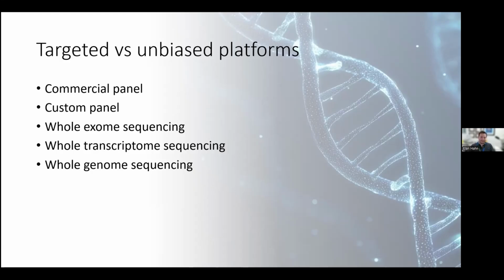Whole exome sequencing refers to DNA sequencing of all of the coding exons in the genome. Whole transcriptome sequencing is RNA sequencing of those coding exons, and whole genome sequencing is everything.